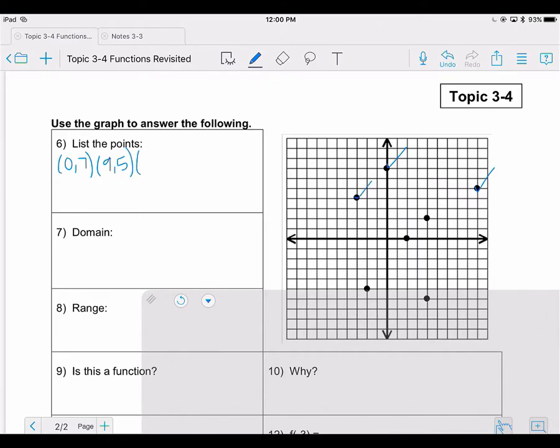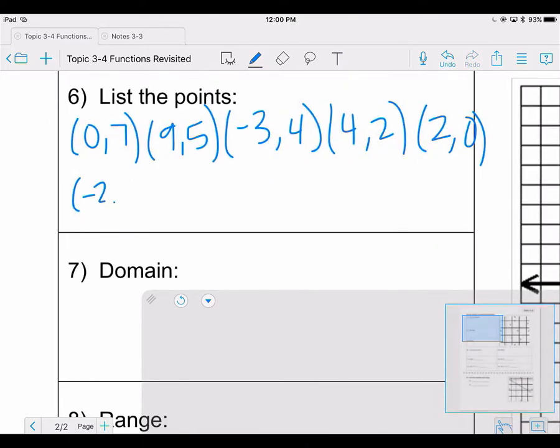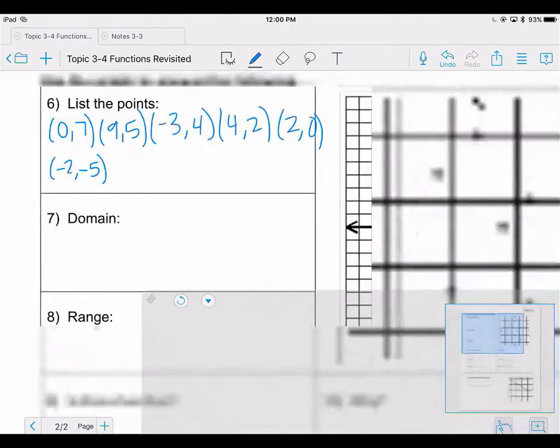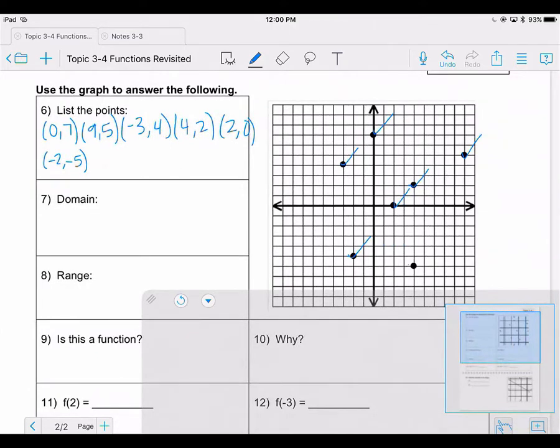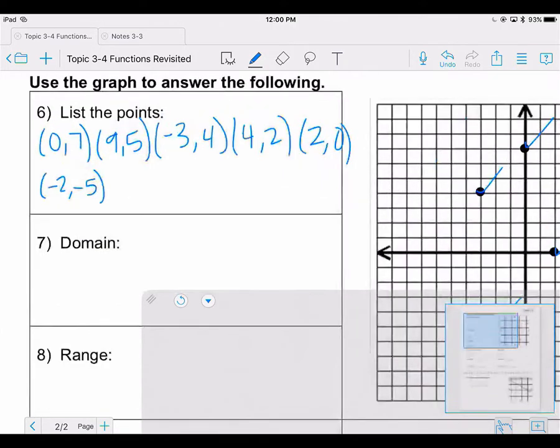This one is negative 3, 4. This is 4, 2. This is 2, 0. That one down there is negative 2, negative 5. And then my last point left over here would be at 4, negative 6.